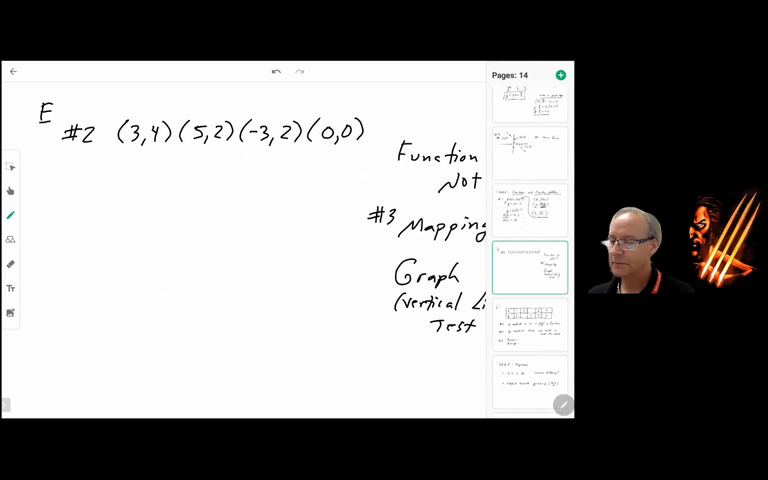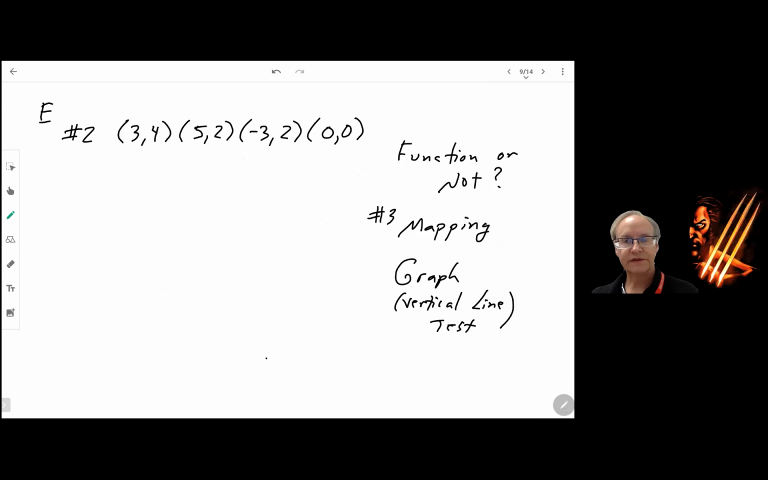Here we go. Now, a lot of times they're going to give you a set of points. This is a set of points. And they want to know, is that a function or not? So long as you don't have the same x with different y's, then you don't have a problem. In this particular case, I have 3, 5, -3, and 0 as my x's. And since all of them are different, I know for certain that this is a function. This absolutely has to be a function.